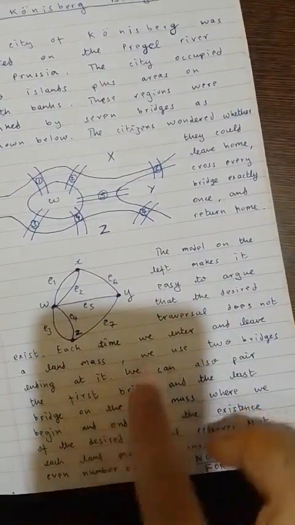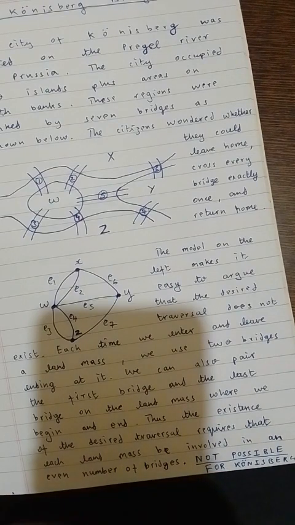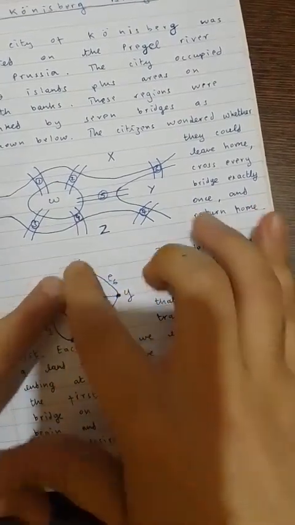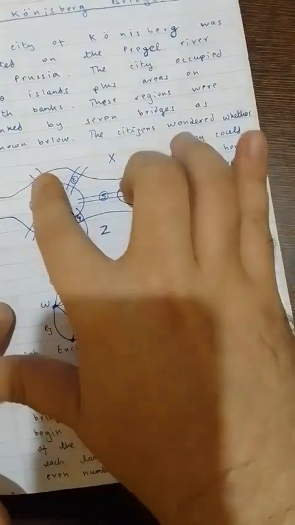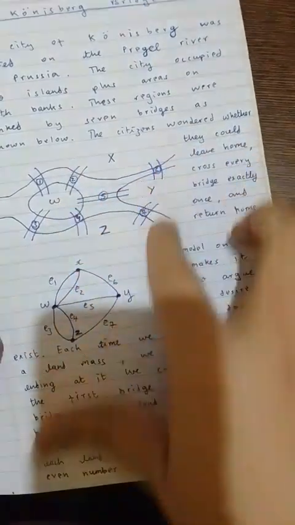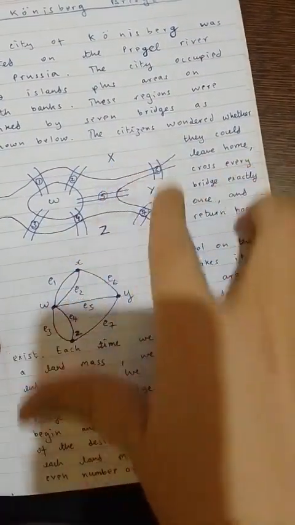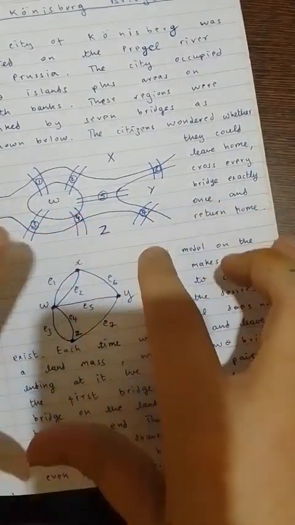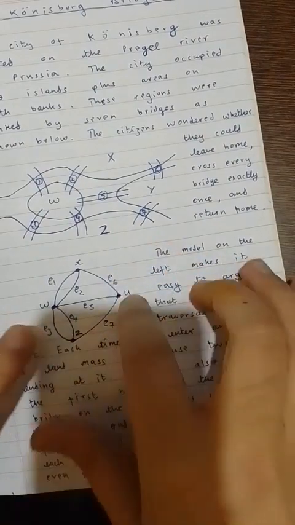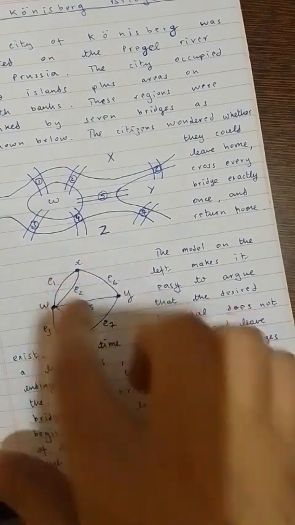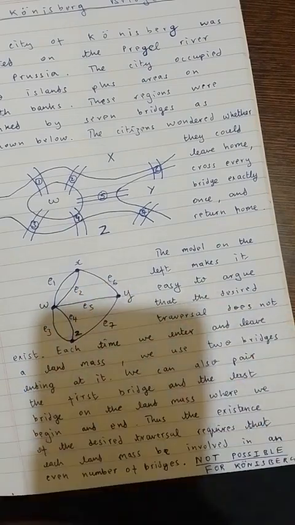Suppose the desired traversal exists. You must have observed by now what is happening. These are the lands, the vertices of my graph, and the edges are the bridges. From X there are a total of three bridges: 2 to W and 1 to Y. From Z there are again three bridges, 2 to W and 1 to Y, and from Y there's a bridge to W. So those are my bridges as the edges, and there are exactly seven of them.